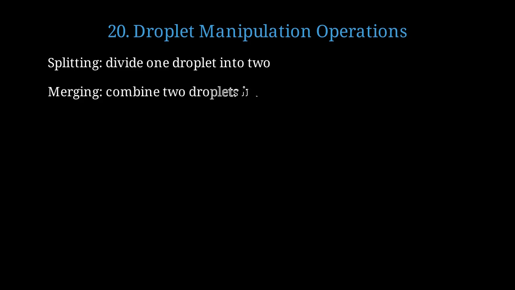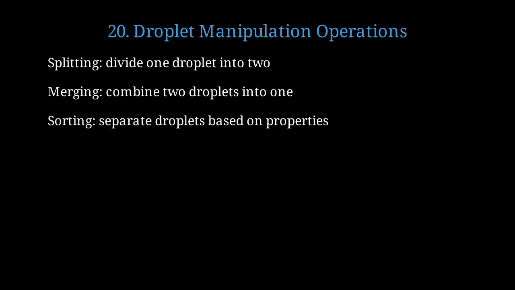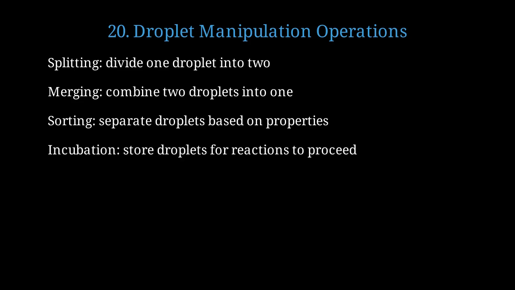Once generated, droplets can be manipulated in various ways on chip. Droplets can be split into two daughter droplets using bifurcating channels. Two droplets can be merged by electrode-induced coalescence or passive channel geometry. Droplets can be sorted based on optical signals, size, or other properties using dielectrophoresis or other forces. Droplets can be incubated in delay lines or chambers to allow chemical reactions to proceed. Droplet splitting uses a Y-junction to divide one parent droplet into two smaller daughter droplets.